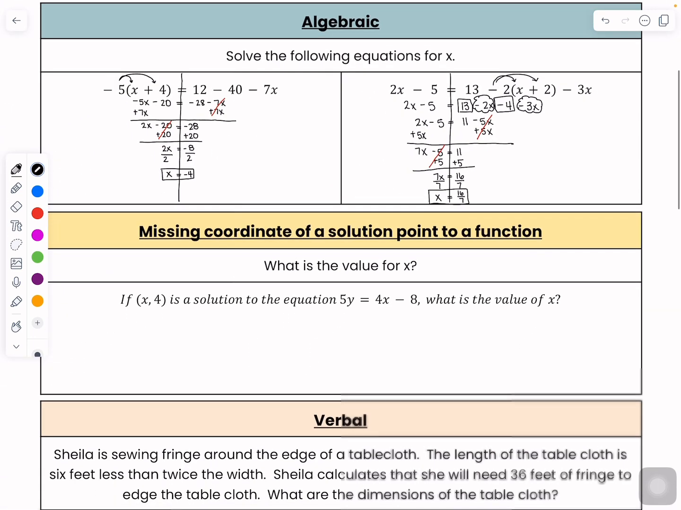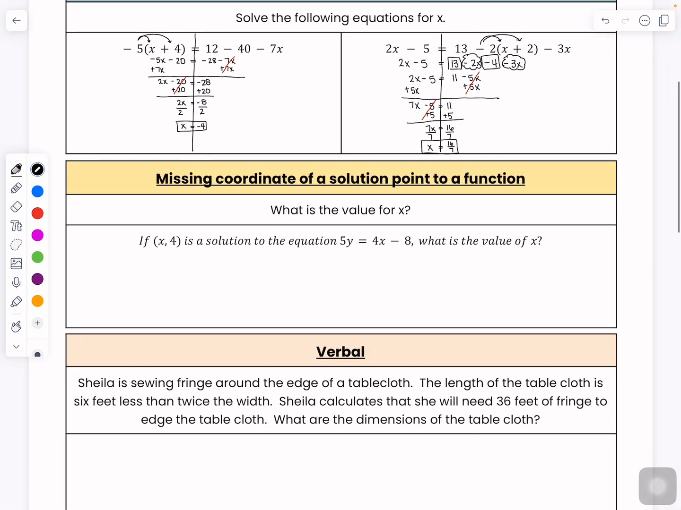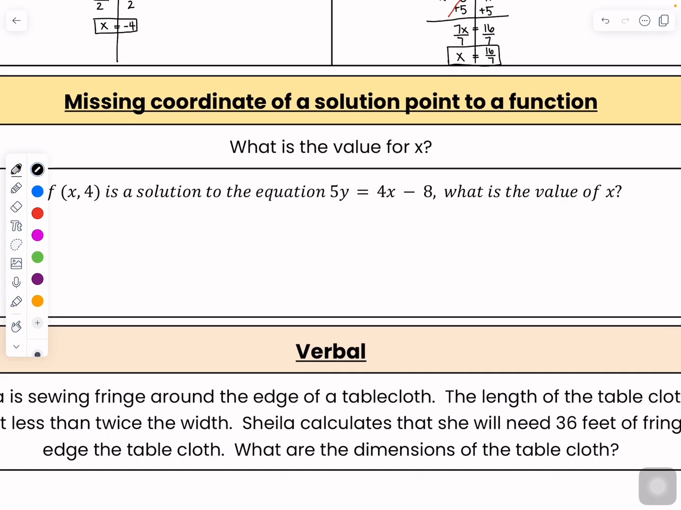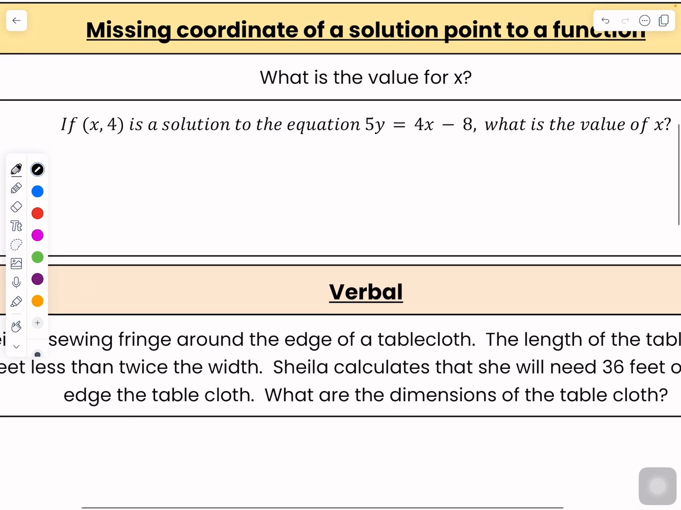Now let's look at finding the missing coordinate of a solution point to a function. What is the value of x? If (x, 4) is a solution to the equation 5y equals 4x minus 8, what is the value of x? We must remember that in an ordered pair, the first value represents x and the second value represents y. In this case, y is equal to 4.